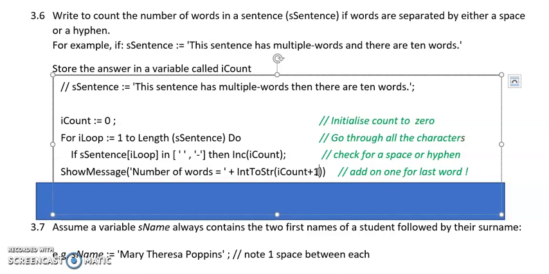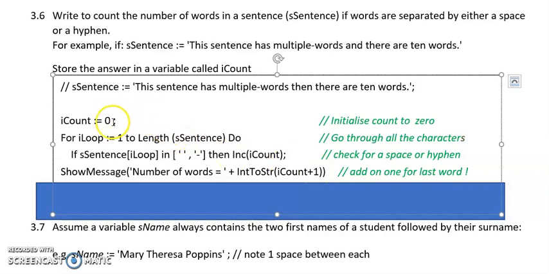Okay, and so we could check for question marks and full stops, but there are other things like exclamation marks, etc., etc. So we're just excluding that from our particular example. But again, standard structure: go from 1 to the length of this, look at each character. If it's in there, increment the count. Show message, number of words equals plus, okay, into string because I need to convert it to a string, and iCount plus 1.